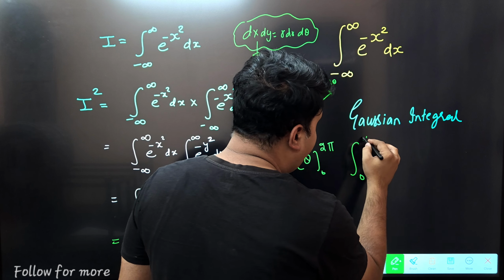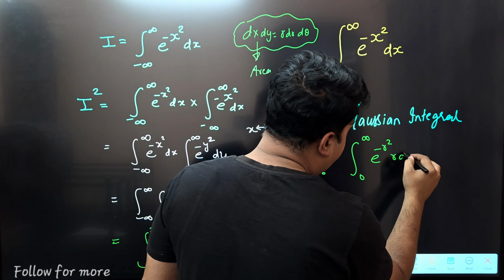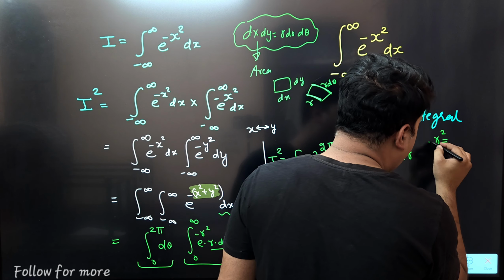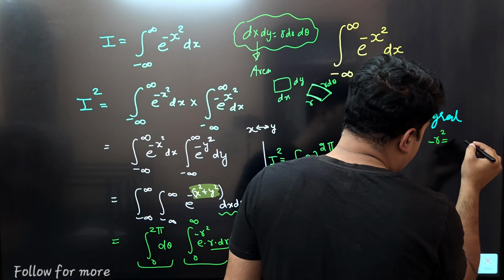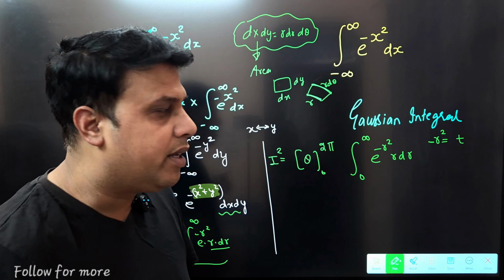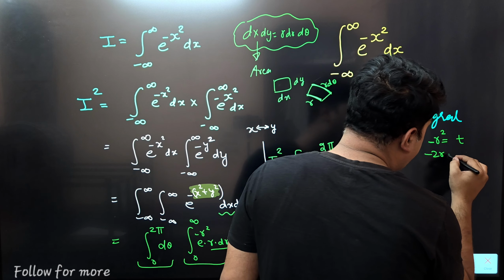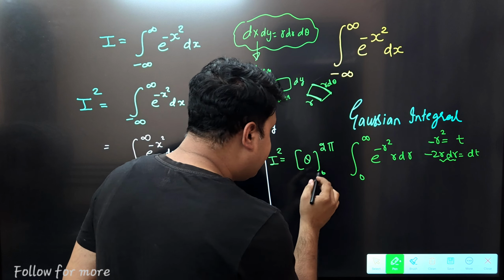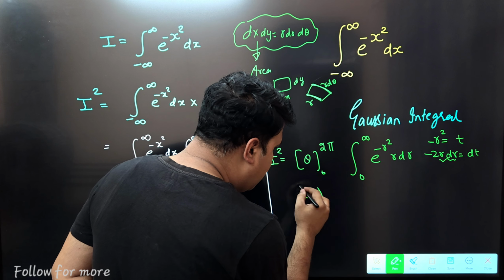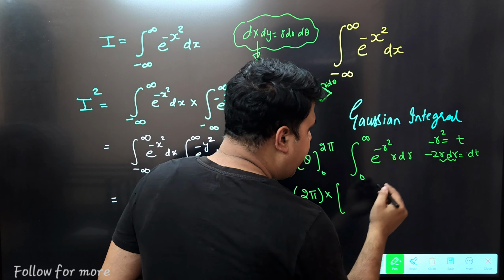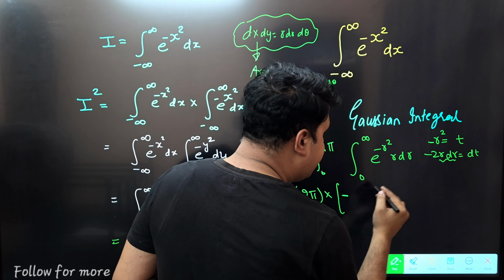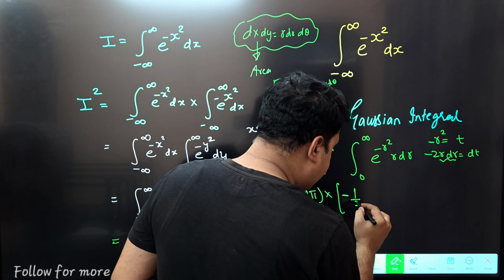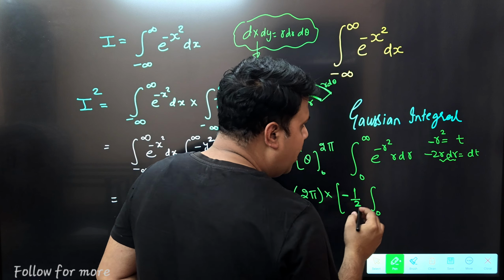So if I take 0 to infinity e power minus r square r dr, I'm going to take r square as t. So minus 2r dr is dt. So I can replace r dr. This is going to be 2π multiplied by, so minus r dr is dt upon 2. So minus 1 by 2 integration is 0 to infinity, right?